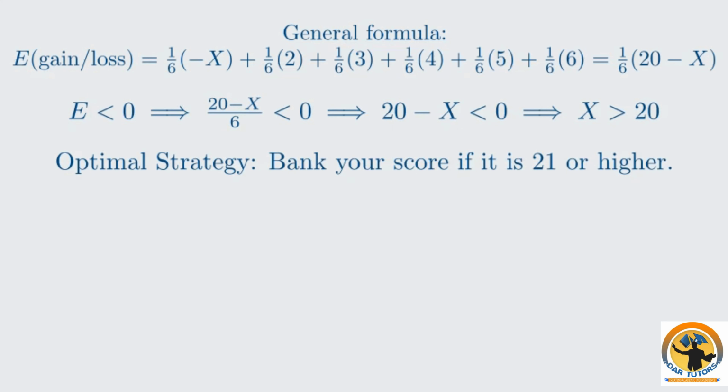If your score for the turn is 21 or higher, the expected value of rolling again is negative, meaning you're more likely to lose points than gain them. The optimal strategy is to bank your points.